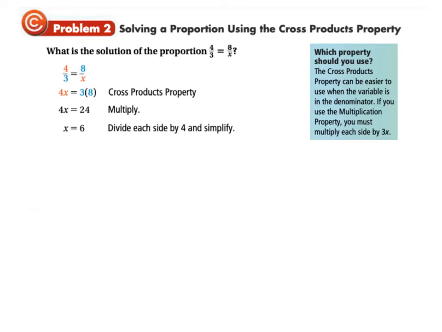So here's the got it problem that you're going to do. What is the solution of the proportion y over 3 equals 3 over 5? Now, it won't work out to be a whole number. That's okay. You can still find the answer fairly easily. See how you do.